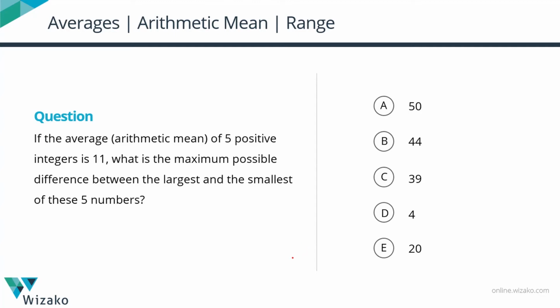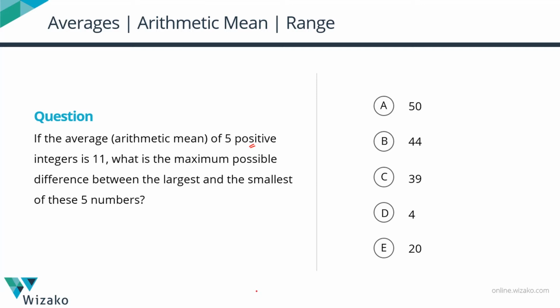This question is a GRE quantitative reasoning problem solving sample question. This is from the topic statistics. It focuses on two core concepts: averages or arithmetic mean, and range of a given set of numbers. If the arithmetic mean or the average of 5 positive integers is 11, what is the maximum possible difference between the largest and the smallest of these 5 numbers?